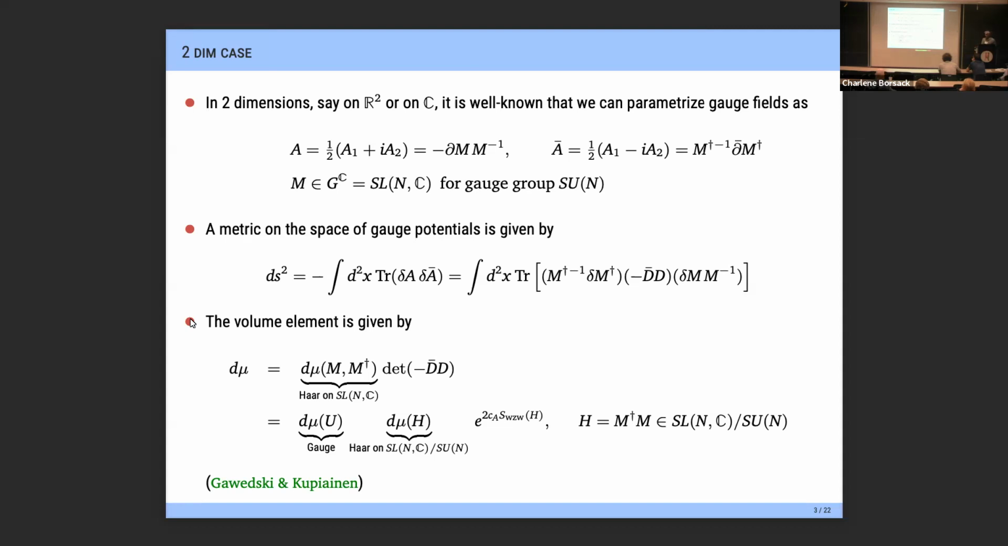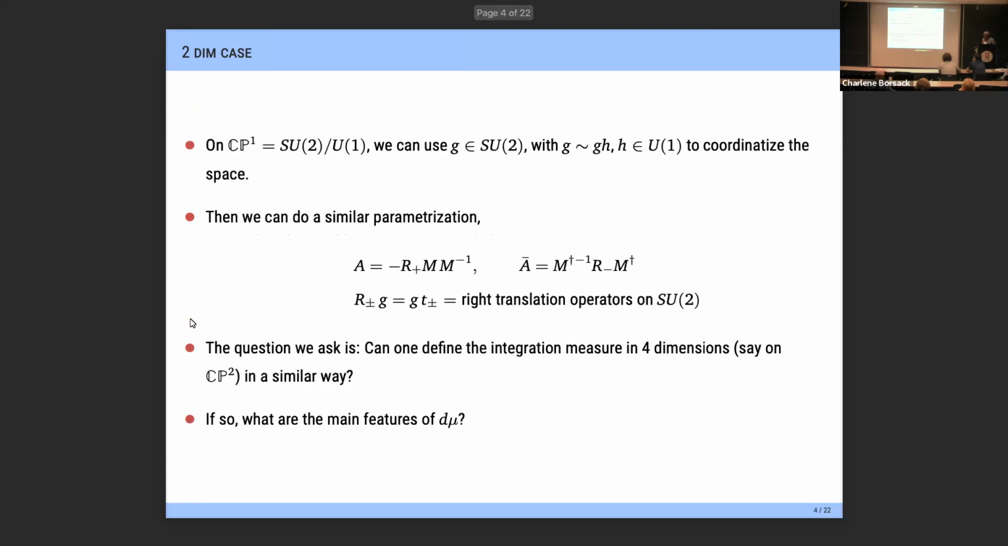So this calculation is well known. It goes back 30 years plus to the work of Gawedzki and Kupiainen. I mentioned the 2-dimensional plane, but you can also do this on the sphere, or on the complex projective line, SU(2) mod U(1). I mention this because this is the structure we're going to find later.